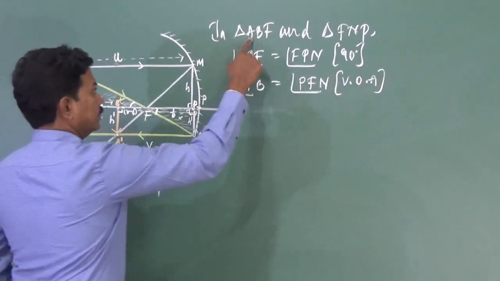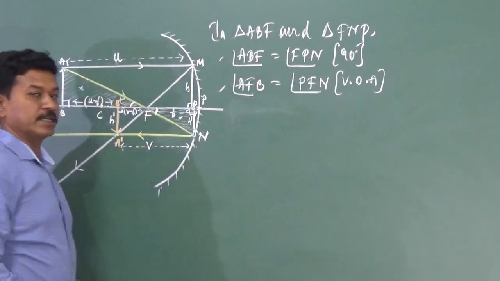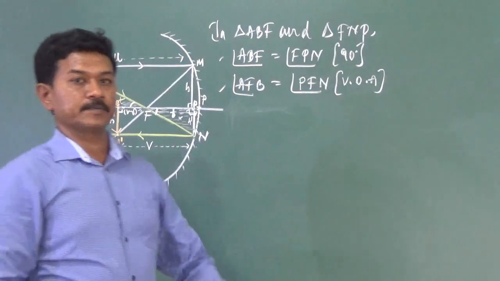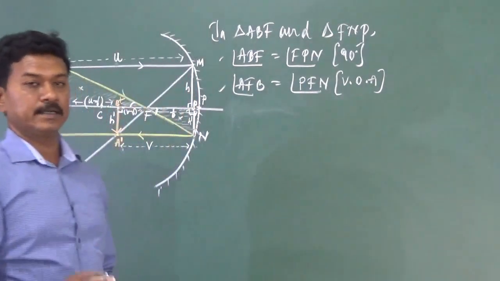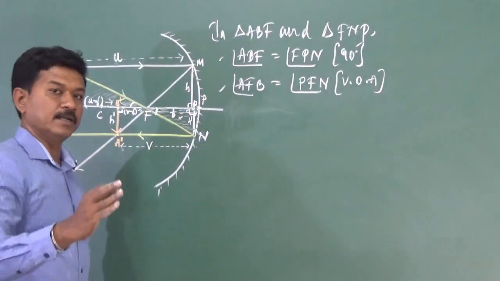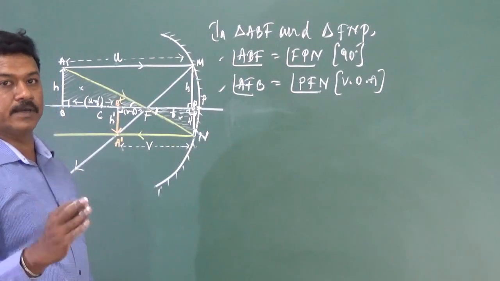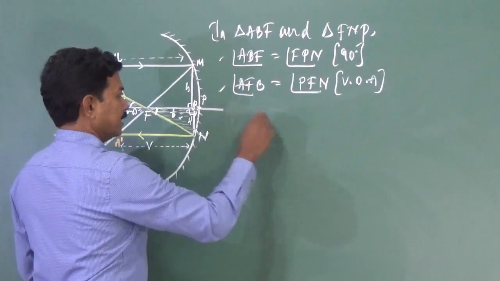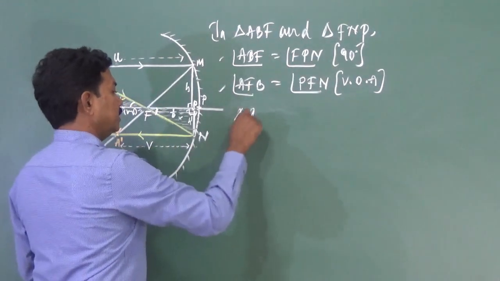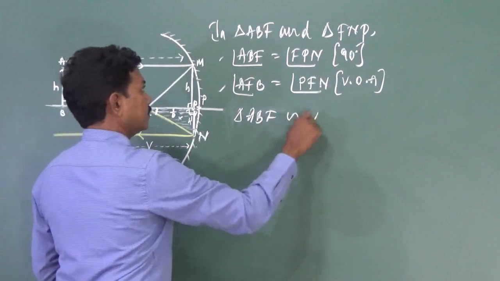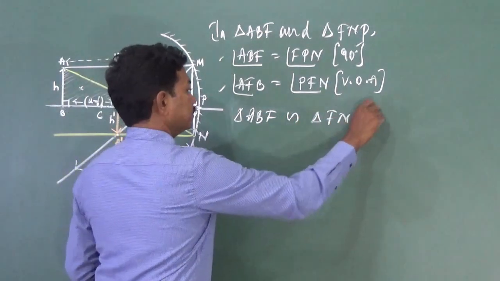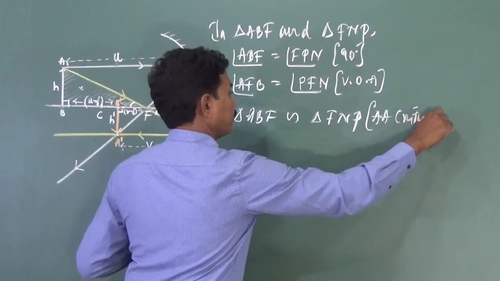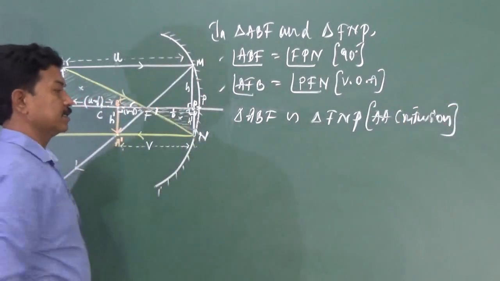So in these two triangles, two pairs of corresponding angles have become equal. In any two triangles, if two pairs of corresponding angles are equal, then both the triangles are equiangular. Hence, if two triangles are equiangular, they are similar. So according to the AA criterion, triangle ABF is similar to triangle FNP.